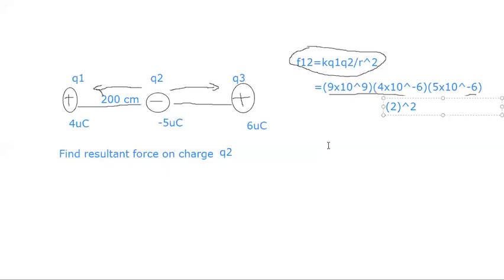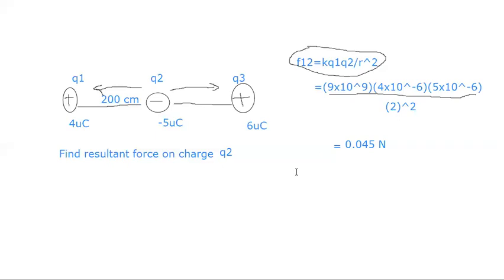If I calculate the answer using the calculator: 9 into 10 raised to power 9 multiplied by 4 into 10 raised to power minus 6 multiplied by 5 into 10 raised to power minus 6, divided by 2 square. The answer will be 0.045 Newton.